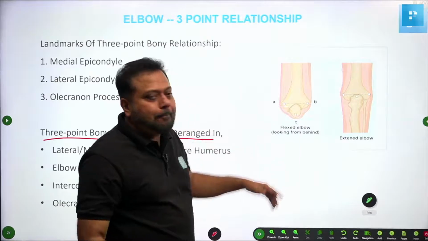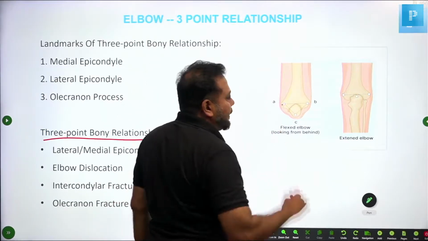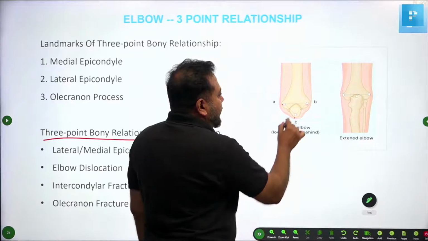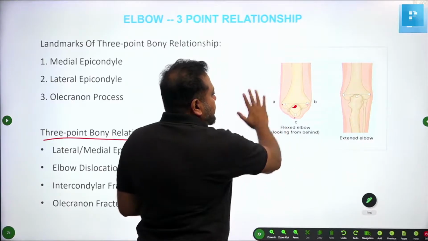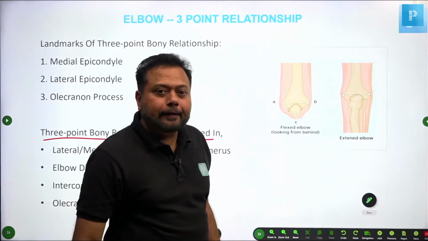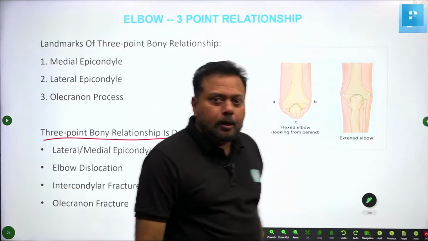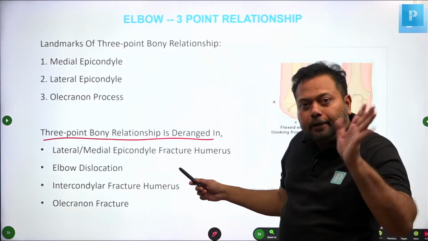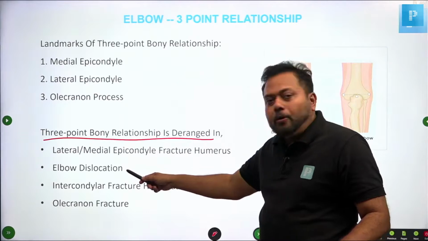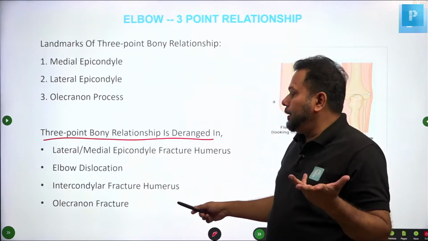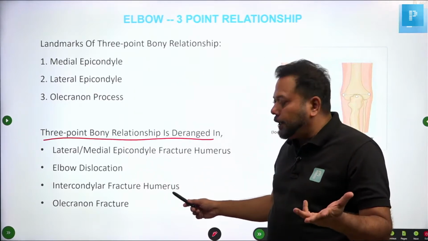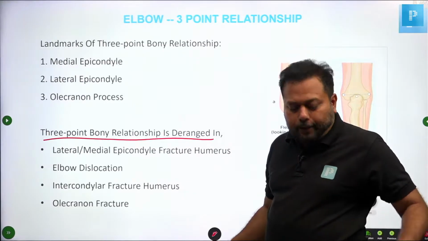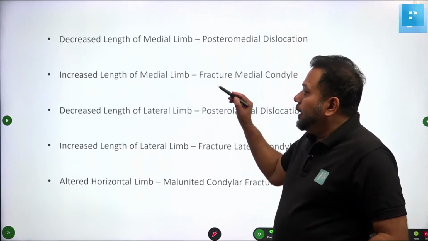If any problem happens in the medial epicondyle, lateral epicondyle or olecranon, or any problem in the joint, these triangles are altered. So a lateral or medial epicondyle fracture will alter the triangle. Elbow dislocation will alter the triangle. Intercondylar fracture will alter the triangle. An olecranon fracture will alter the triangle. Okay. Now you see, decrease.